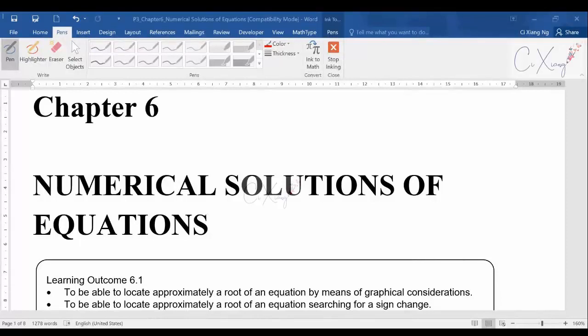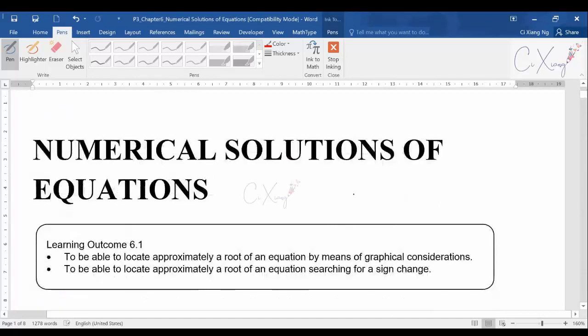Alright, so for today, in this video, we are going to discuss our chapter 6, which is the numerical solution of equations. This is a short chapter and it is quite simple to understand and to answer the question in the exam. Okay, so let's have a look at the learning outcome first.